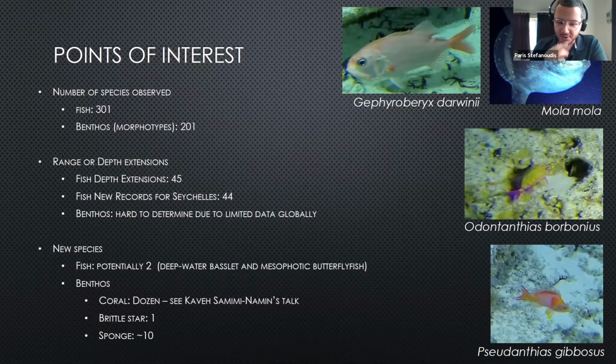And for the benthos, I'm not going to say much other than encouraging you to see Kaveh's talk, which is a couple of talks after mine, and he's going to be talking about new soft coral species. We do have a new species of brittle star that is currently being described, and more or less 10 species of sponges.